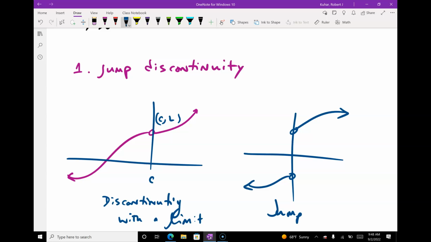There's the jump, right? You see it? So, right, as I'm walking here, my height is negative. As I'm walking here, my height is positive. There's no way they're meeting up.